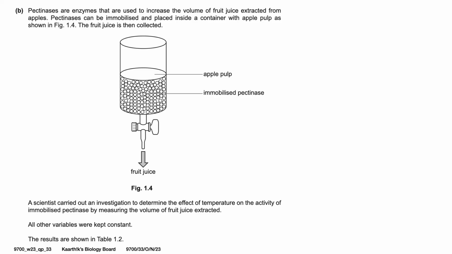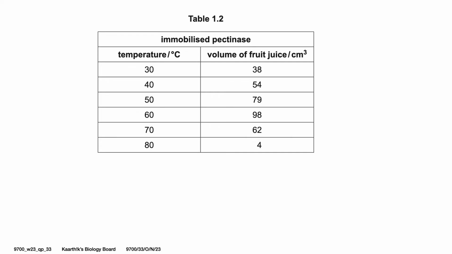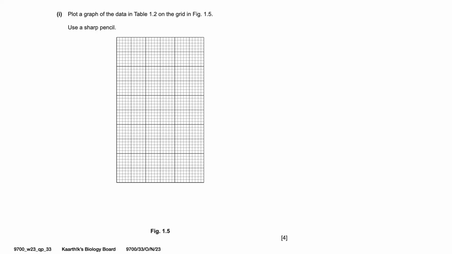All the variables were kept constant and the results were shown in table 1.2. So this is table 1.2, which shows the results for immobilized pectinase at different temperatures and the volume of fruit juice collected. We are given temperatures from 30 to 80, and respectively the volume of fruit juice collected was also given. So for this we are asked to plot a graph.